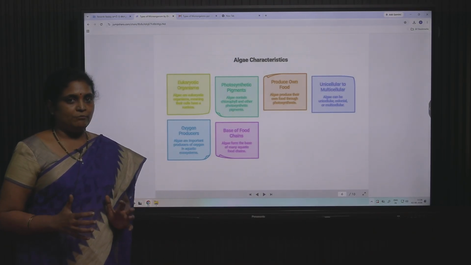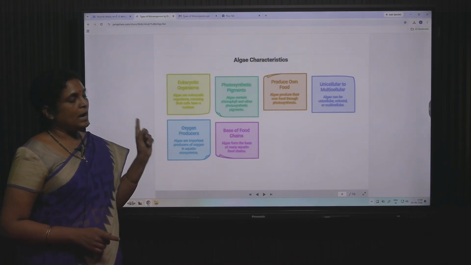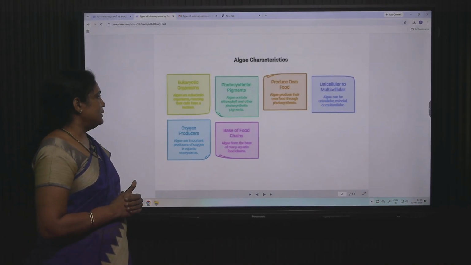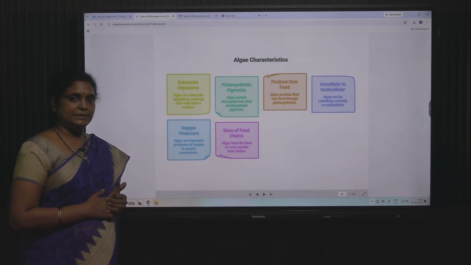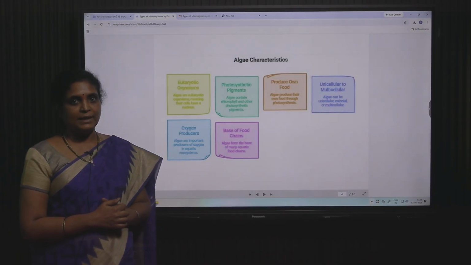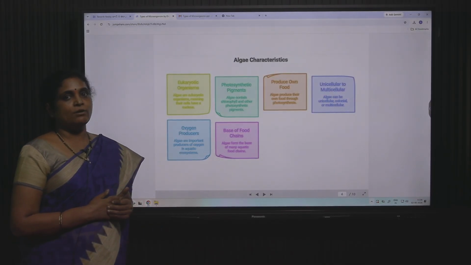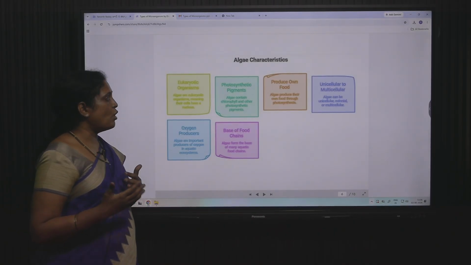So far we have mentioned that bacteria is a prokaryote, fungi is a eukaryote, and algae is also a eukaryotic organism, and that means a well developed nucleus is present. One more interesting and important characteristic feature of algae is that they are photosynthetic organisms, that means they are autotrophic, they can synthesize their own food.